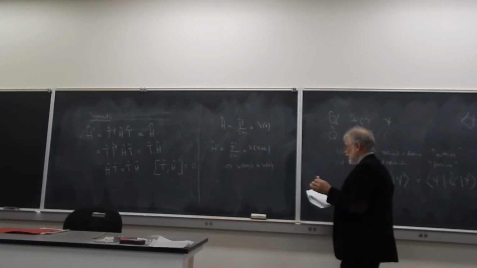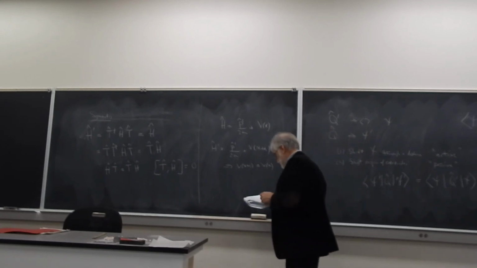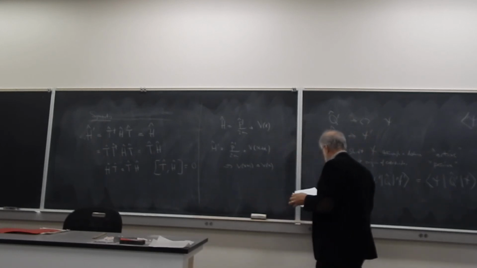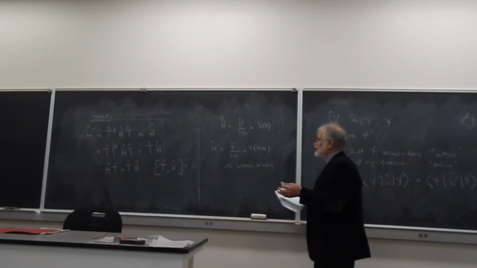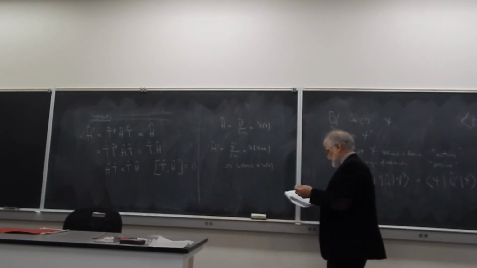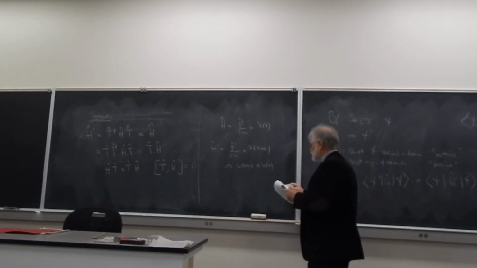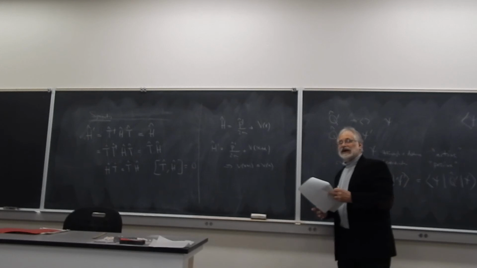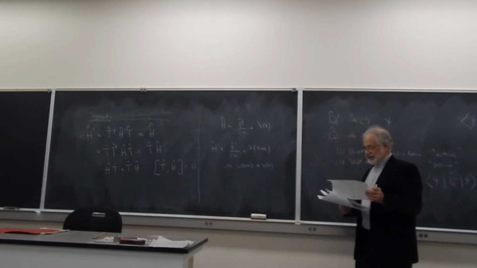Well, this can happen in either of two cases. One, V of x is a constant potential, and so we have continuous translational symmetry, or V of x is a periodic potential, in which case we have discrete translational symmetry. Both of those cases, though, will give us translational symmetry.